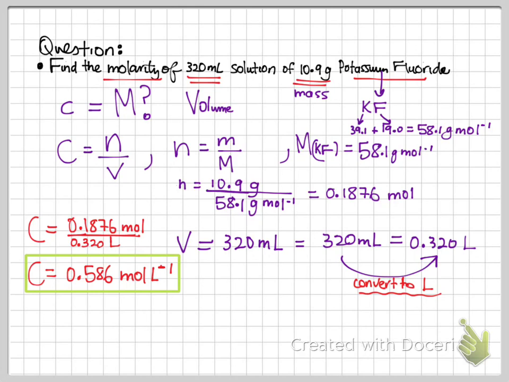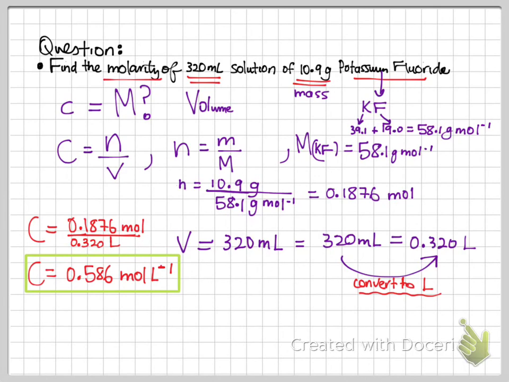Right, now you can follow the working. You see that potassium fluoride is KF. Looking at the periodic table, the molar mass for potassium is 39.1, and for fluorine it is 19.0. The formula for potassium fluoride is KF because potassium is in group 1 and fluorine is in group 7.